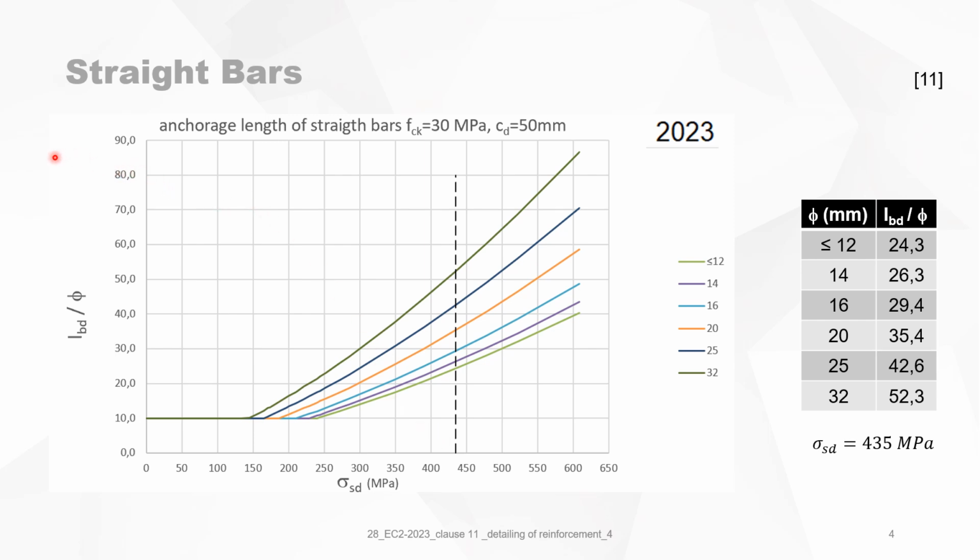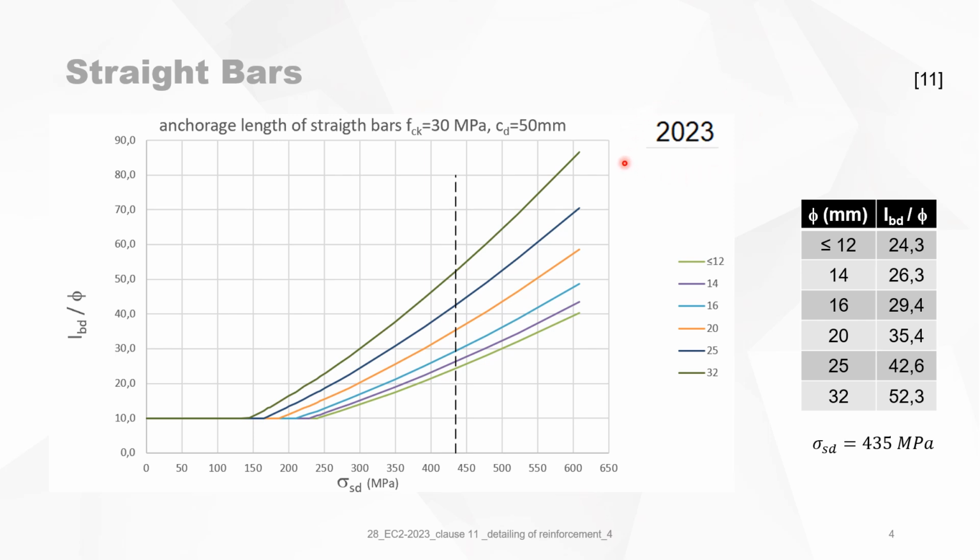We can now make a graph. On the y-axis, it's the ratio lbd over phi. On the x-axis, it's the tensile steel stress. And the dotted line is the 435 megapascal. We've done that for different diameters. The diameter goes up from bottom to top. So this one is for diameter 32, then 25, then 20, and so on. And the last one is for a diameter 12 or smaller.